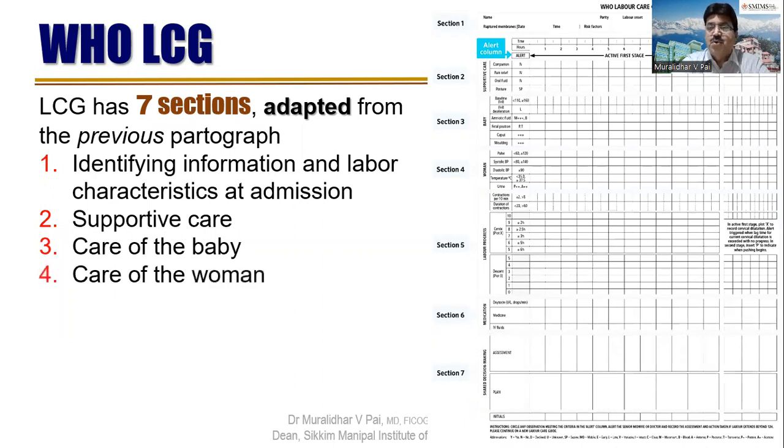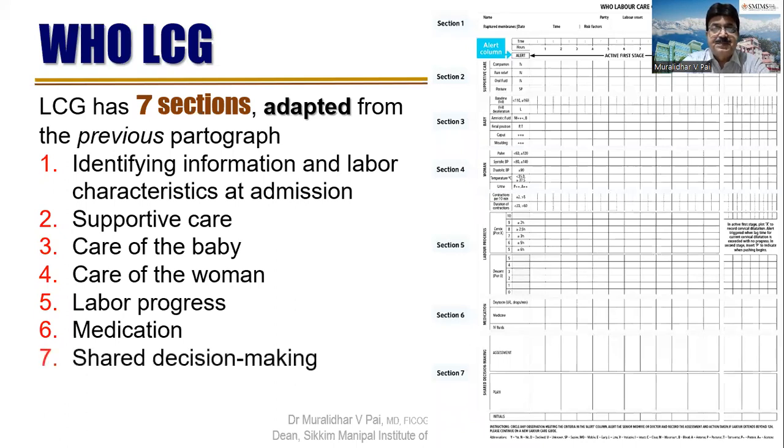Fourth one is care of the woman. Basically, it consists of cervical dilatation and descent of the head. Fifth is labor progress, which again means the same thing. Sixth is medications. Even the last Partograph had this, but now we can make it more clear. And 7 is shared decision making. This is again a new thing in the labor care guide.